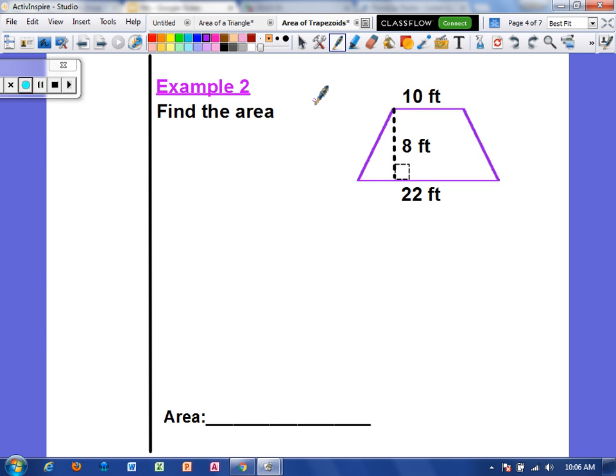Alright, example 2, we have another trapezoid. So let's go ahead and identify the parts. So I want to find base 1 and base 2 and the height. Let me put the height in red like I did on the last one.